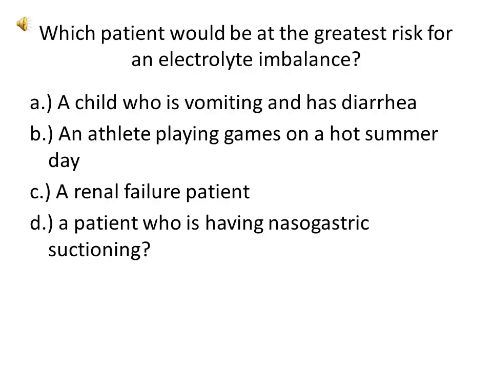Okay, next question. Which patient would be the greatest risk for an electrolyte imbalance? A, a child who is vomiting and has diarrhea. B, an athlete playing games on a hot summer day. C, a renal failure patient. Or D, a patient who is having nasogastric suctioning. This is a knowledge-based question. The answer identifies an at-risk category. You must comprehend this type of material.